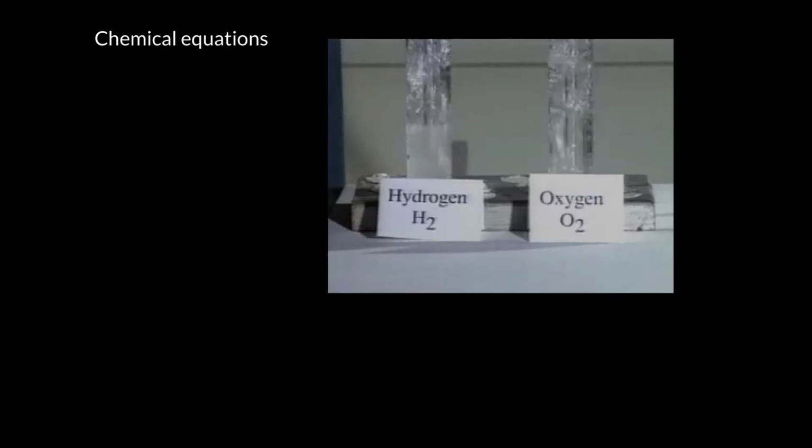We're going to be looking at chapter 5, which is chemical equations. And I'd like to go ahead and show you a chemical reaction. So over here on the right hand side, we have hydrogen and oxygen, and they're going to react together. And when they react, they make water. That sounds kind of boring, but check out this chemical reaction.